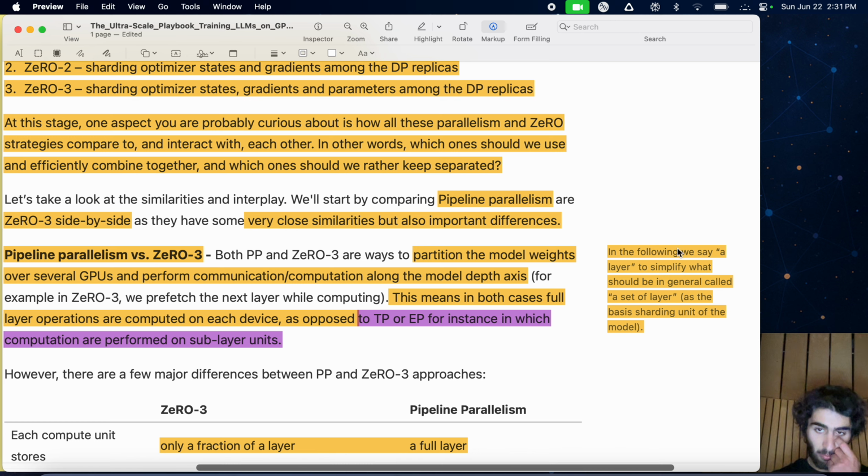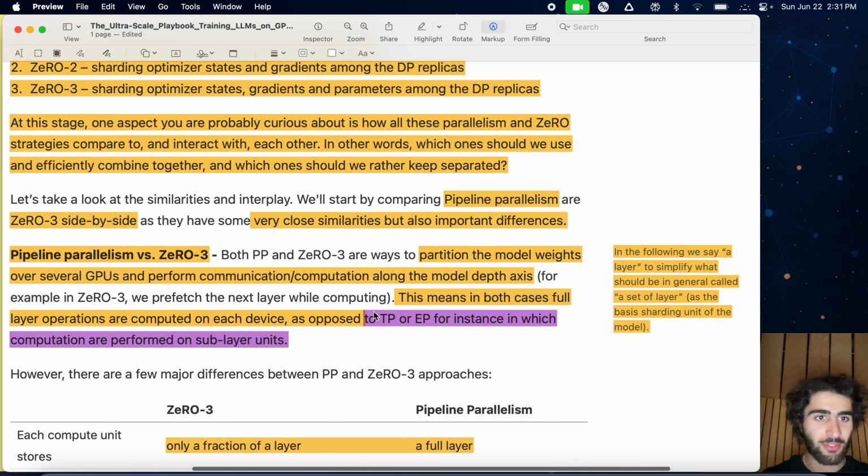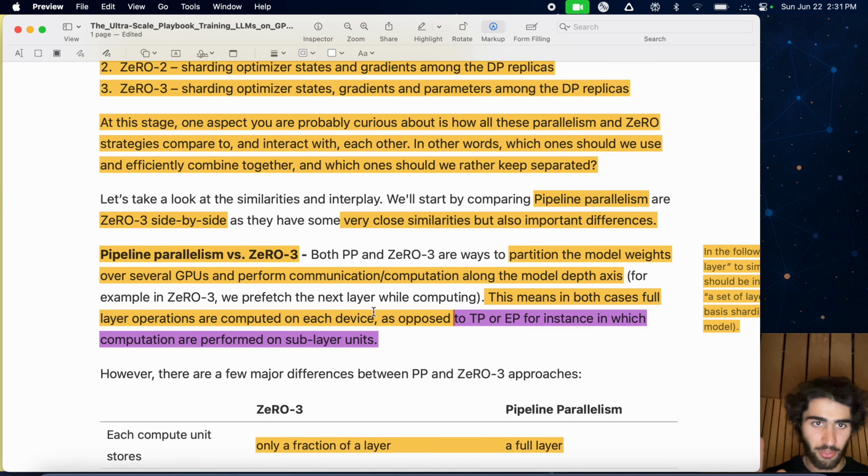And just worth noting is that when we say a layer in the context of especially pipeline parallelism, what we should say is a set of layers as the basic sharding unit of the model. Because of course, if you have 4 GPUs and 4 layers and you use pipeline parallelism, then each GPU will have 1 layer. But this is just a base case. In reality, we might have a 32 layer model, and each GPU will have 8 layers, but we just refer to this shard of 8 layers as an abstract layer. So hopefully this is understandable.